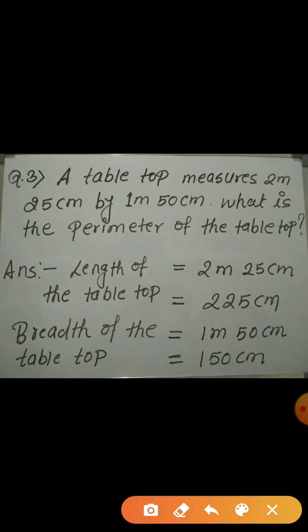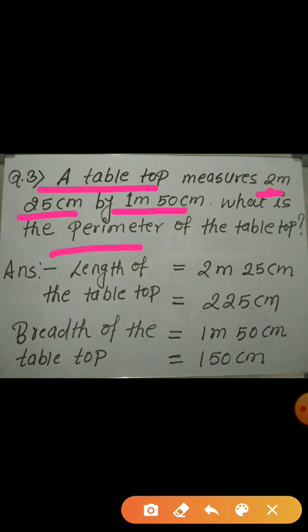Now come to question number 3. A tabletop measures 2 meter 25 cm by 1 meter 50 cm. So what is the perimeter of the tabletop? See here, the length and breadth of the tabletop are given to you. The length is 2 meter 25 cm and breadth is 1 meter 50 cm. Here we are considering a tabletop of rectangular shape.